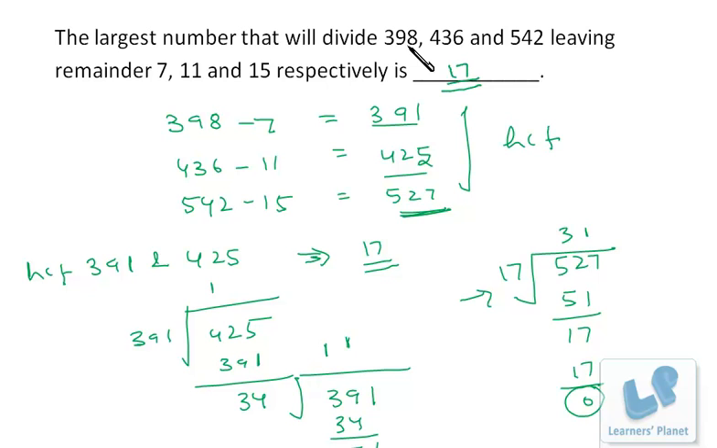That means if you divide 398 by 17, you will be getting 7 as remainder. If you divide 436 by 17, you will be getting 11 as remainder. If you divide 542 by 17, you will be getting 15 as remainder. Okay, I hope you are clear.